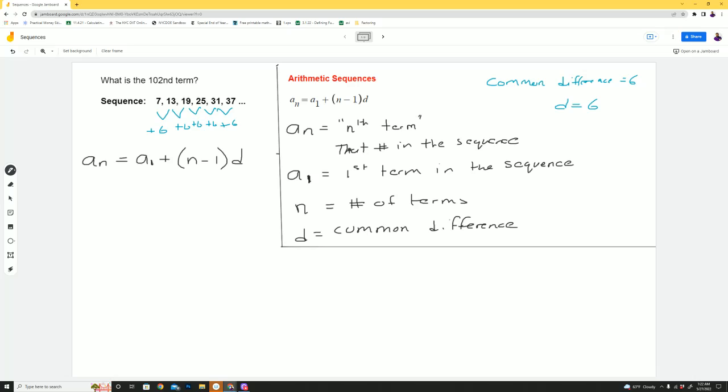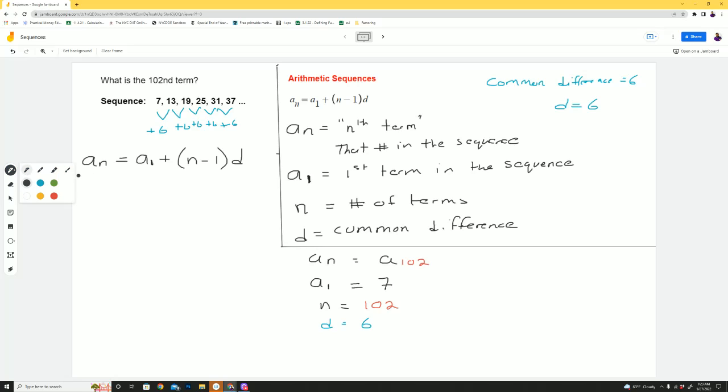So before we plug this in, we should try to substitute our values. Since we're looking for the 102nd term, a sub n will be a sub 102. Then we have a sub 1. A sub 1 is our first term, and our first term in the sequence, if we take a look here, is 7. N, the number of terms, will represent the same number that we're looking for in that term. So n would represent 102. And then d, our common difference that we found earlier, how much the number is changed by, is 6. So now we're just going to plug this in.